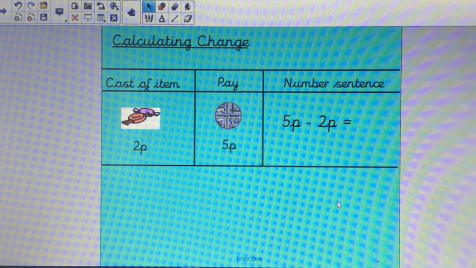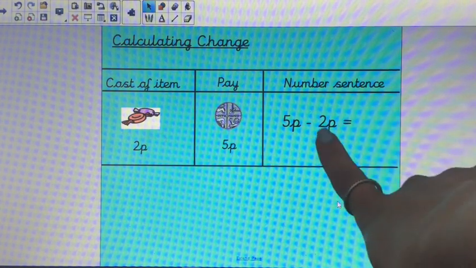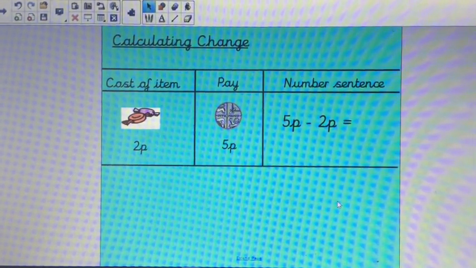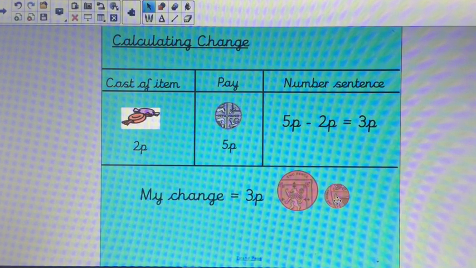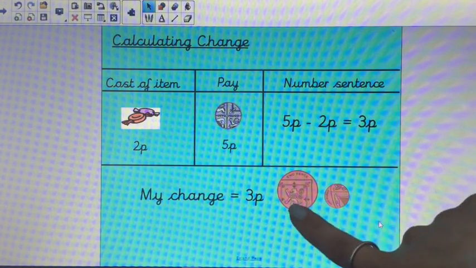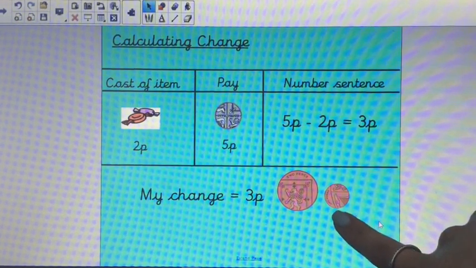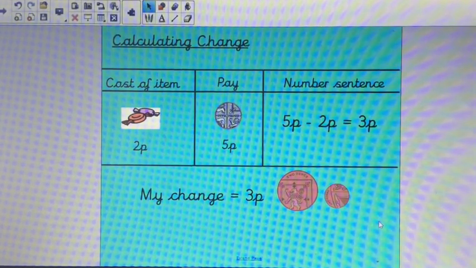So in your heads or on your fingers, can you calculate this for me? 5p take away 2p. What change am I going to get? Ready? How much change shall I get? I'm going to get 3p change. And the change might look like this. I'd get a 2p coin and a 1p coin to make up 3 pence. Let's have a go at doing another one.